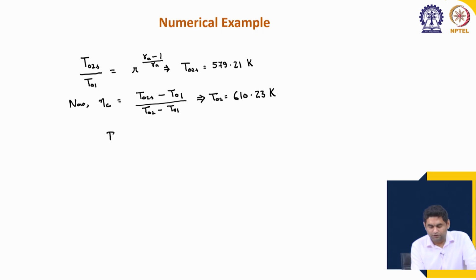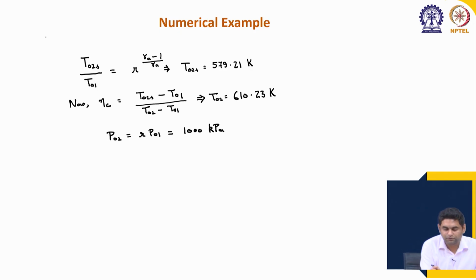So, T02 and P02. P02 of course is equal to R into P01, which is equal to 1000 kPa, because P01 is 100 kPa. So, T02, P02 is known. So, this is from compressor calculation.